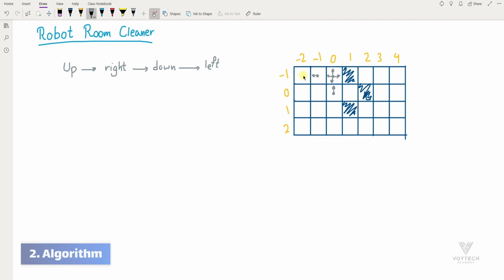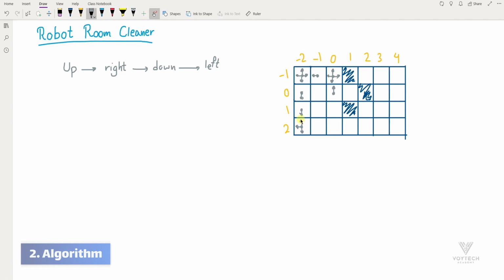It is empty, so it continues its movement. Then there is a blocked cell again, so it turns right, and it sees the up direction. It is visited or blocked, and down, it's empty. So it goes down, and it continues to go down, and then again down. But here is an obstacle again, so it turns right, so the new direction is left.